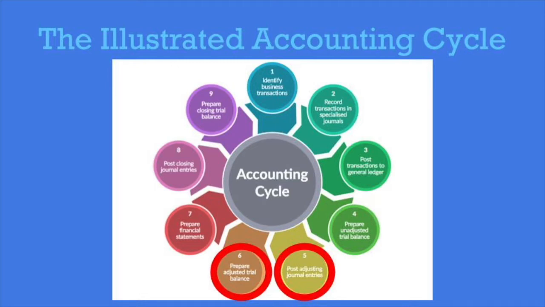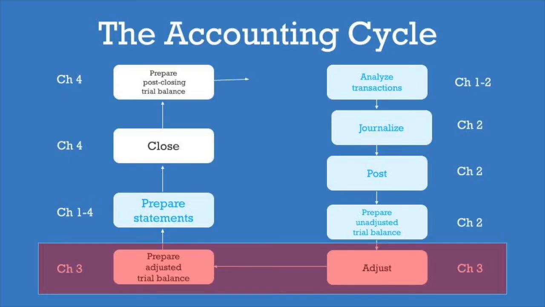So what we're really looking at in this particular section is 5 and 6. We're almost at the end of the accounting cycle, and we have to do some small adjustments. So that's what we're going to focus on in this particular part. And you can see that Chapter 3 really covers this when we're looking at adjustments and the adjusted trial balance.